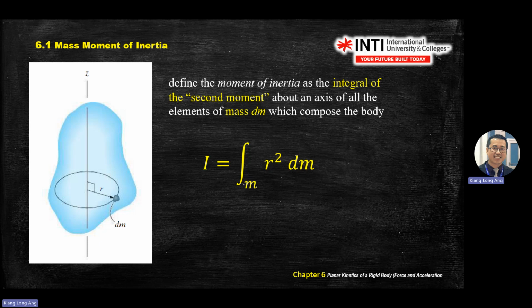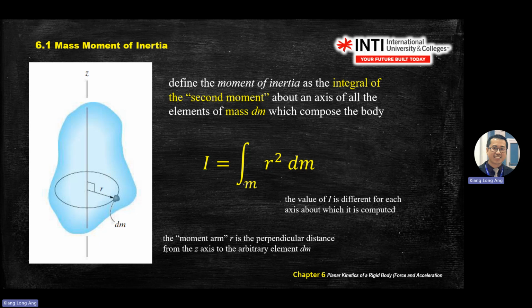R is the radius, or the distance from the body axis, at 90 degrees from the axis itself to the location of your mass. In this case it is a very small mass here, so it's the integration. R here is the moment arm. As long as you understand that this R is measured from the reference axis.